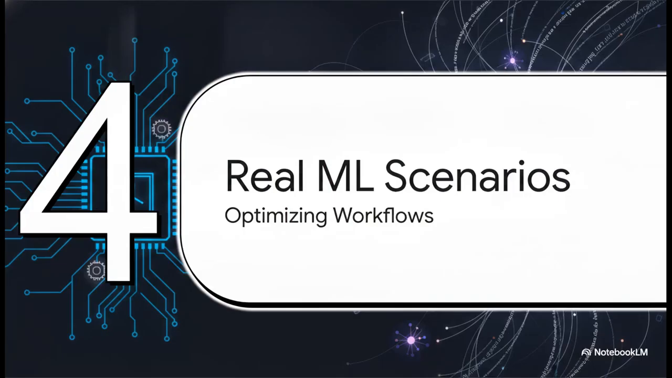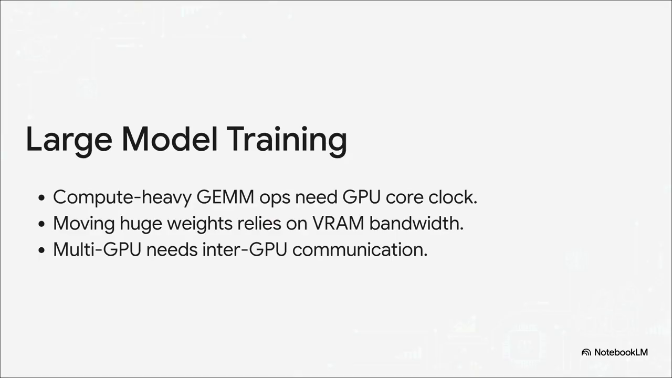All right, let's talk about optimizing real ML scenarios. How does all this theoretical knowledge actually change the way we configure our workflows? When you're training large language models or massive transformers, you're basically fighting a war on two fronts. You absolutely need high GPU core clocks to handle the incredibly compute-heavy general matrix multiplications, or GEMMs, but at the exact same time, you are equally reliant on VRAM bandwidth, governed by that VRAM clock, to constantly shuffle massive weights and gradients back and forth.